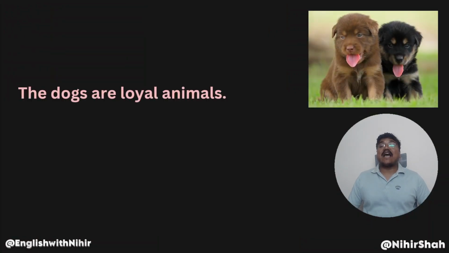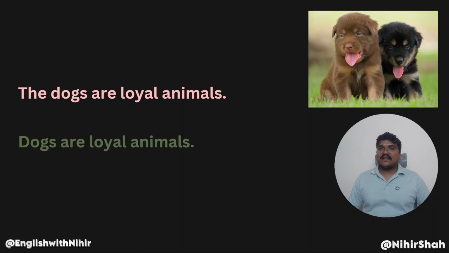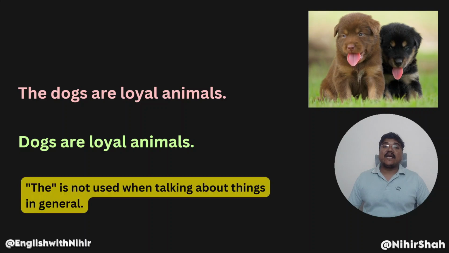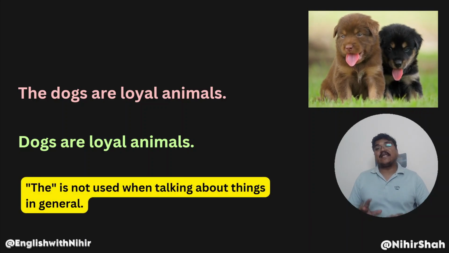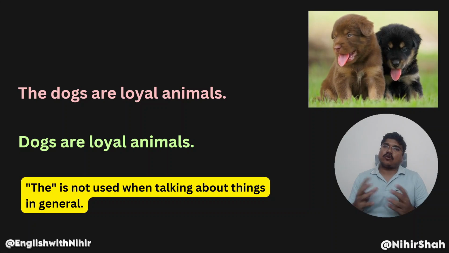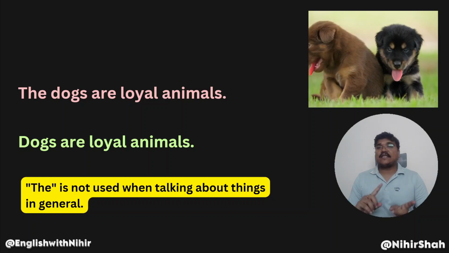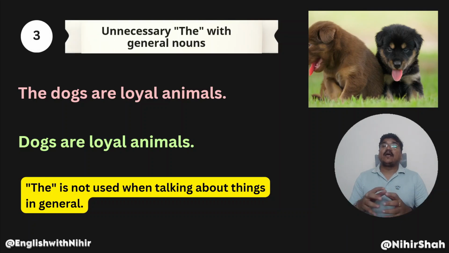The dogs are loyal animals. Can you find a mistake here? The correct answer is dogs are loyal animals. Why? Because the is not used when talking about things in general. So in case you are talking about general things, in that case you don't have to use the. Okay. So this is mistake number three. Unnecessary the with general nouns.